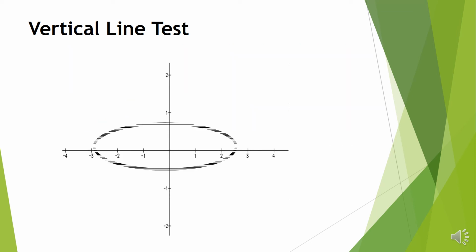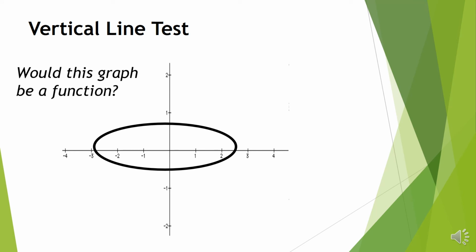Now, how about this graph? Would this graph be a function? Let us now try to use the vertical line test. You have observed that this part of the graph intersects the pencil twice. You have observed there are two intersections. So this is the first intersection and the second intersection. So there are two intersections.